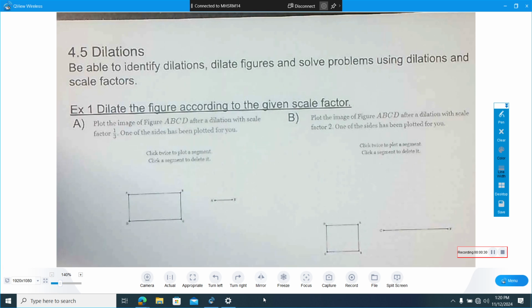We have been talking about transformations, and we have done in the past sections translation, which slides your figure left, right, up, or down. We've done reflection, which flips your figure over a line or over an axis, okay? And we've done rotation, which takes your figure and rotates it.